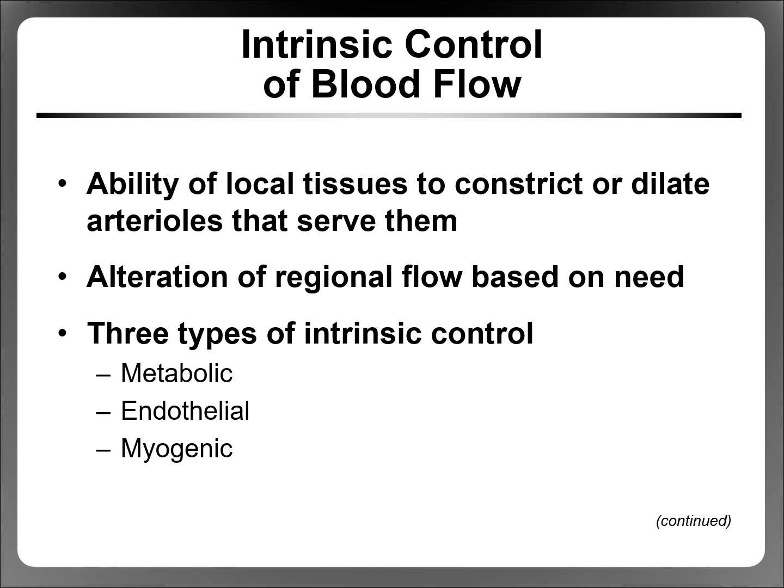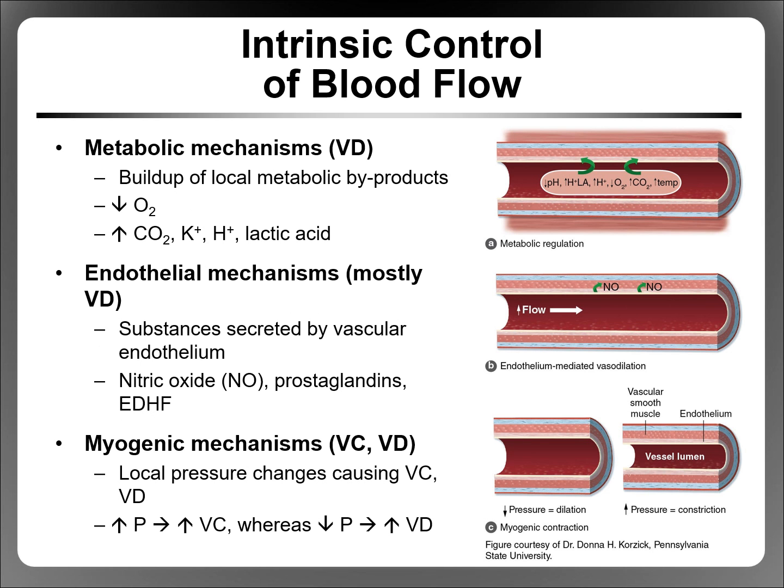Intrinsically, local tissues are going to have the ability to constrict or dilate arterioles that serve them. This is going to alter regional blood flow based on need. So it's not just a systemic change, we can also have regional localized changes. Our 3 types of intrinsic control that allow us to do this are metabolic, endothelial, and myogenic.